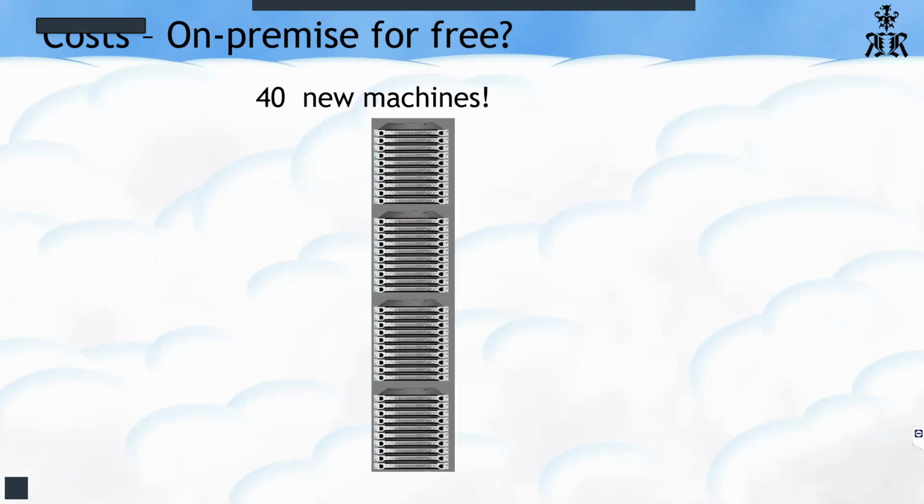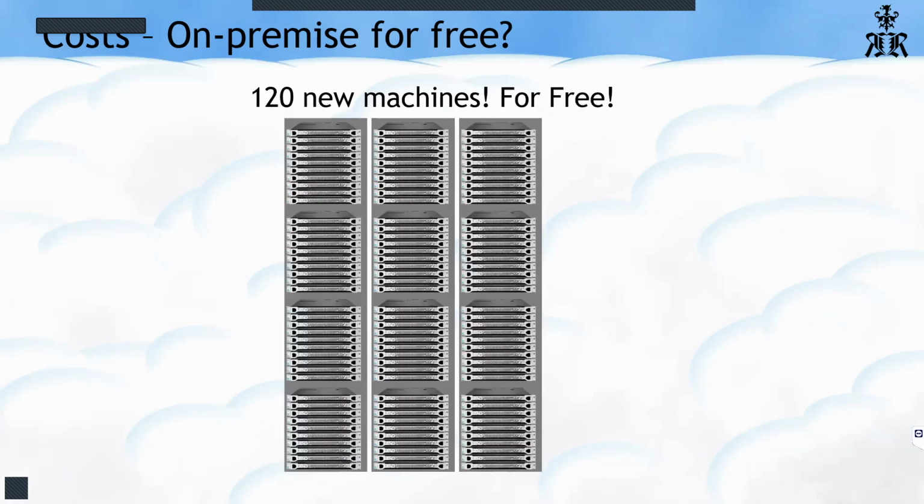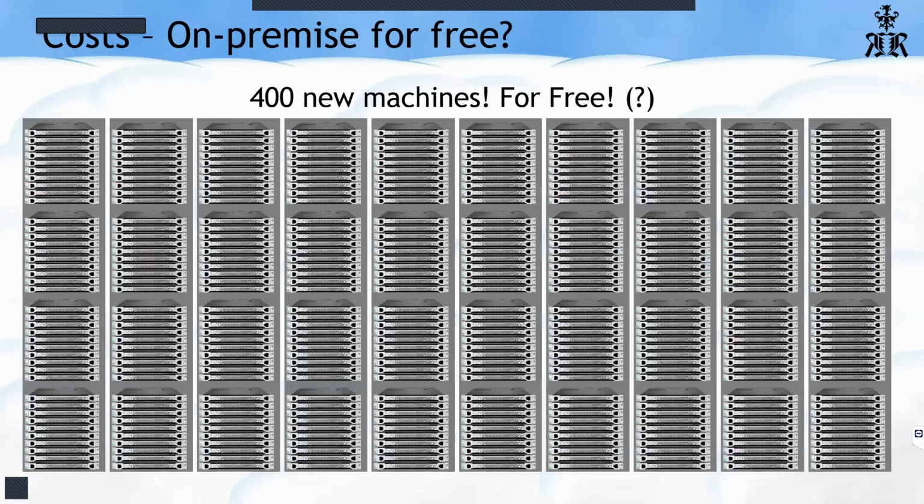So let's say you buy 40 new machines. They are for free. Let's take 100. They are for free. Why not 400 machines? They are for free. And as you might know, just ask your producer, okay, I want to buy 400 machines because they are for free. As you can see, they are not for free.